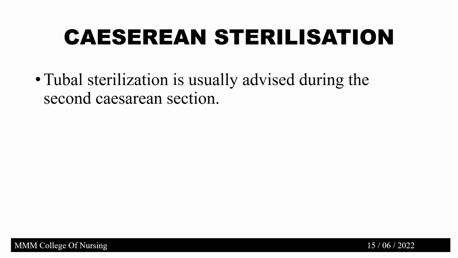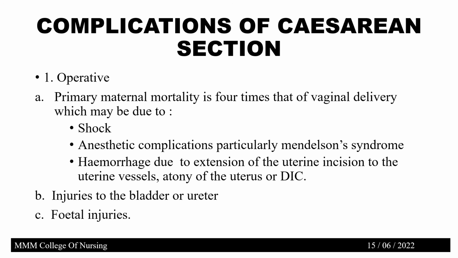What is cesarean sterilization? A tubal sterilization is usually advised during the second cesarean section. So along with the cesarean section, if the baby is the second baby and the first baby is alive, well and thriving, and if the mother and the family give consent, we will go for tubal sterilization along with cesarean section. So in one setting, 2 procedures will be done for the mother.